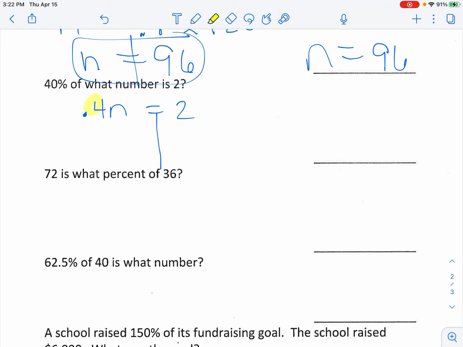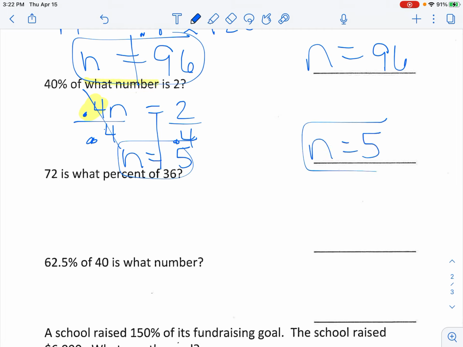I'm going to identify the coefficient. I'm going to divide the left by 0.4 and divide the right by 0.4. 0.4 divided by 0.4 cancels. Go to your calculator. 2 divided by 4/10 is 5. And again, this question was asking what number? So that would be my answer. N equals 5.